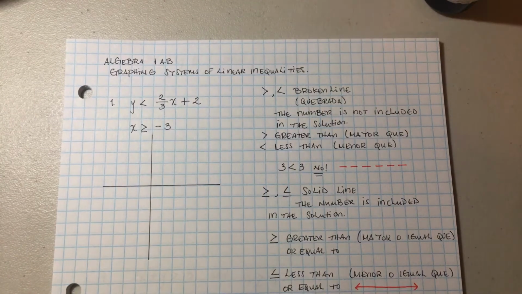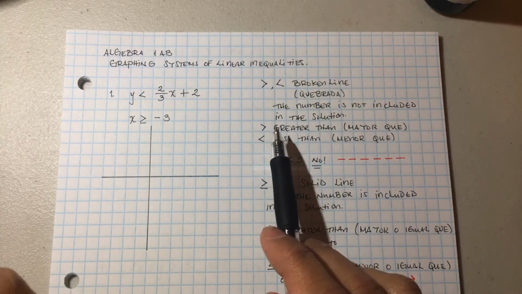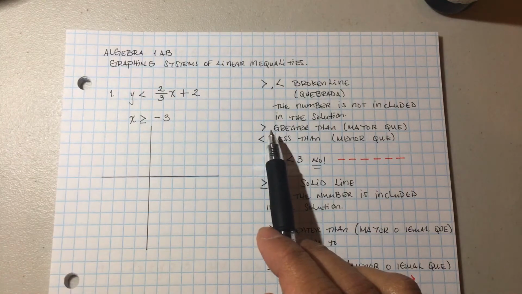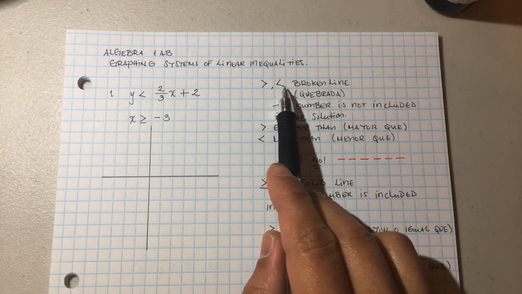So the first thing I want to make sure you understand is these are going to be shading. This is greater than and this is less than.